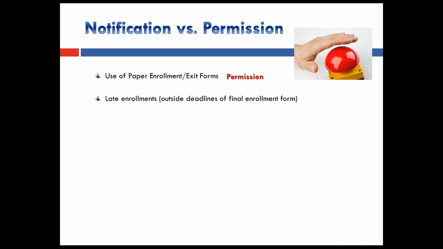All right. The next one, late enrollment. So if you're going to be enrolling any of your members outside of the deadline you set on your final enrollment form, would this be an instance where you notify your program officer or ask permission? Okay, so this one is notification. You do want to let us know. You don't have to ask permission.